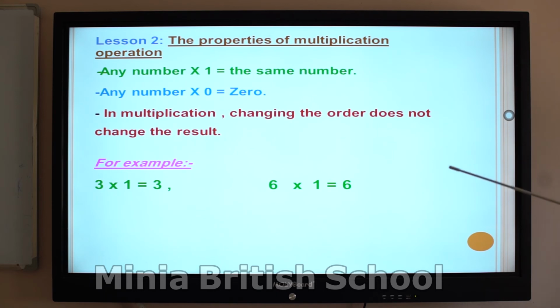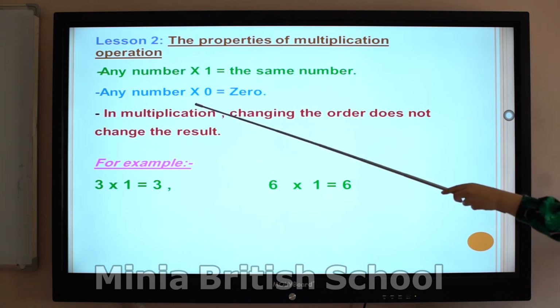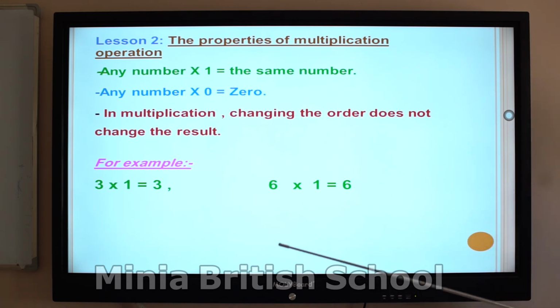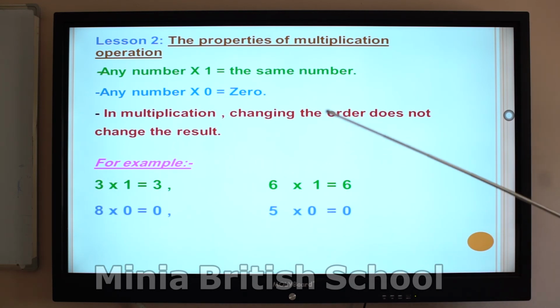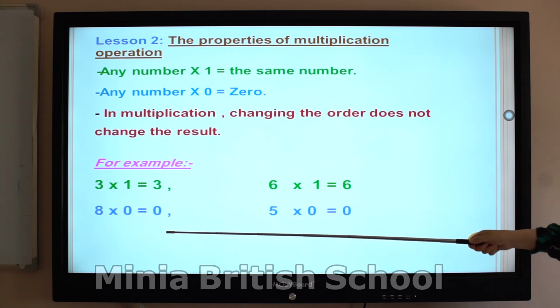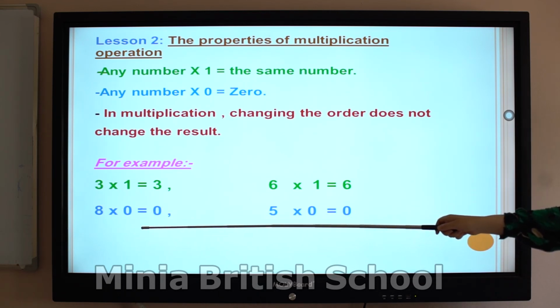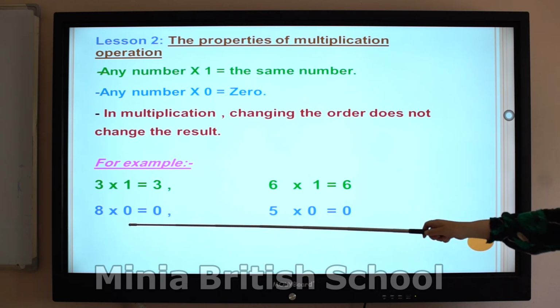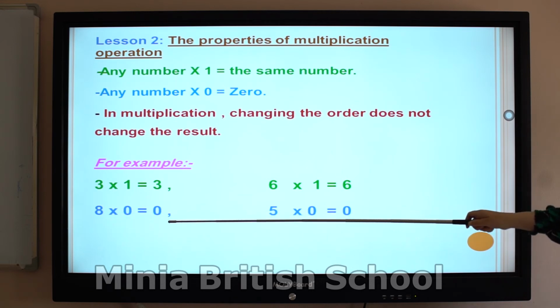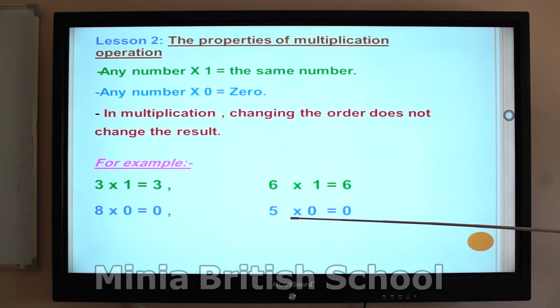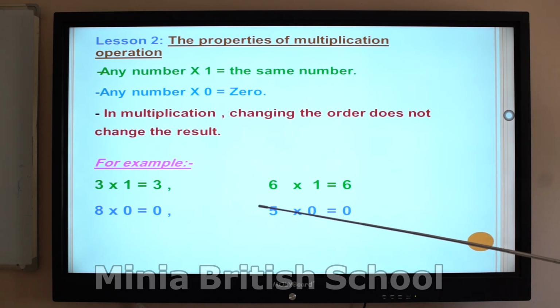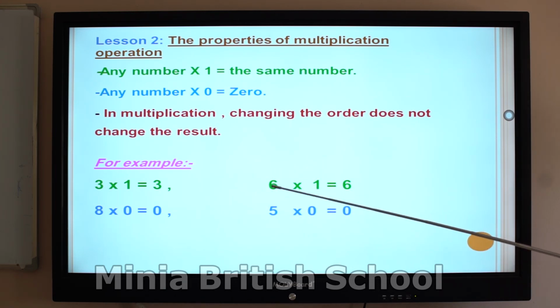Okay, but number 2, I said any number times 0 equals 0. For example, 8 times 0 equals 0. Here I repeated 8 no times. I didn't repeat 8 here, so 8 times 0 equals 0. 5 times 0 equals also 0. 3 times 0 equals 0. 10 times 0 equals 0.